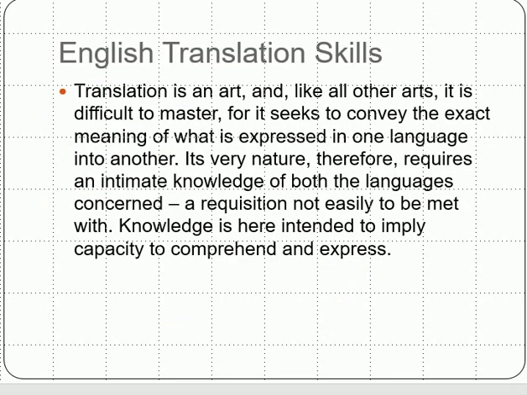In this class, as we are going to learn about English translation skills, translation is an art, so it is quite difficult to master, and you have to keep certain things in mind. Its very nature requires an intimate knowledge of both the languages concerned. You must have knowledge of the target language and the given text. Both means if you are going to translate anything into Urdu from English, you should have competence in English and Urdu both. So knowledge is intended to imply capacity to comprehend and express.